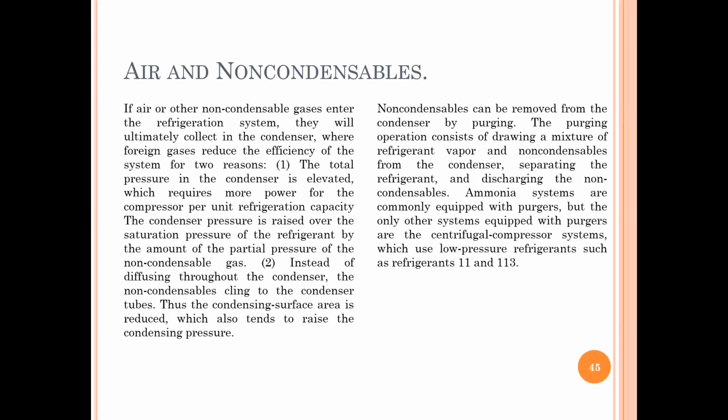Non-condensables can be removed from the condenser by purging. The purging operation consists of drawing a mixture of refrigerant vapor and non-condensable from the condenser, separating the refrigerant and discharging the non-condensable. Ammonia systems are commonly equipped with purgers, but the only other systems equipped with purgers are the centrifugal compression systems, which use low-pressure refrigerants such as refrigerant 11 and 113.